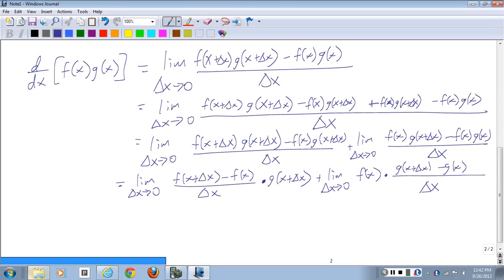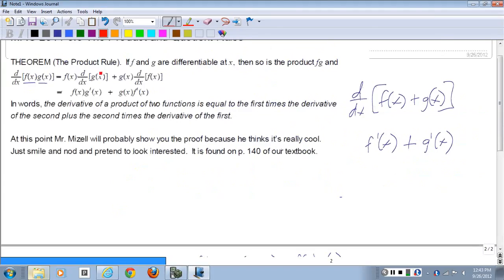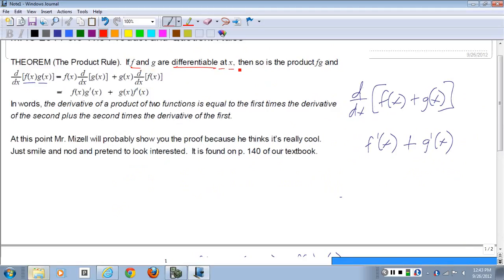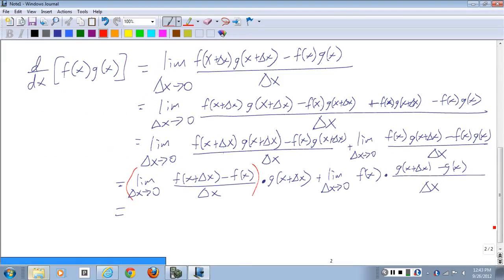Are you worried that we might not almost be done? Are you hoping that we're almost done? I certainly am. What do we know about this expression right here? We're given that f is differentiable at x. If f is differentiable at x, what do we know about that expression in red? That's equal to, well, it's the definition of the derivative. The derivative f prime of x. Yes, that's what that's equal to.